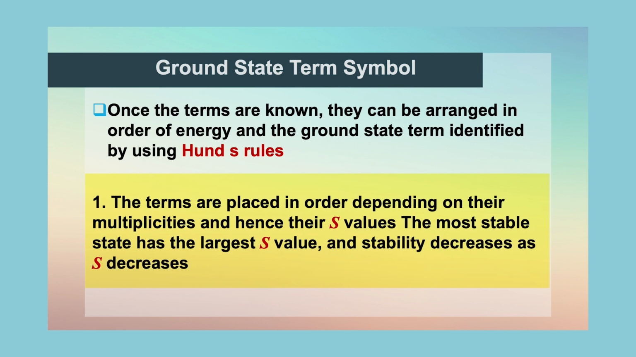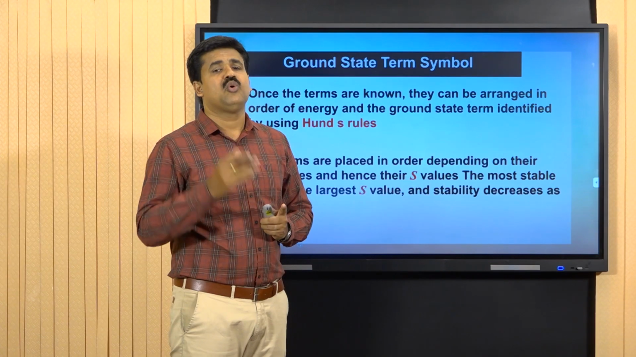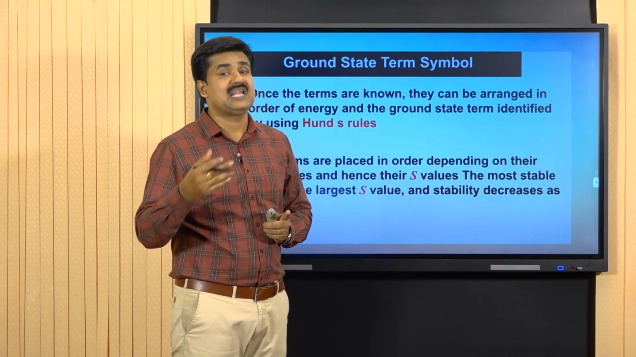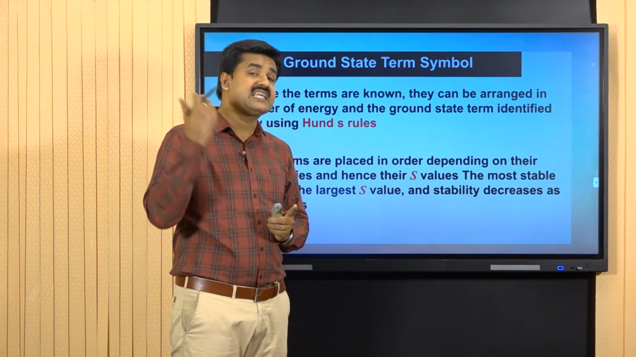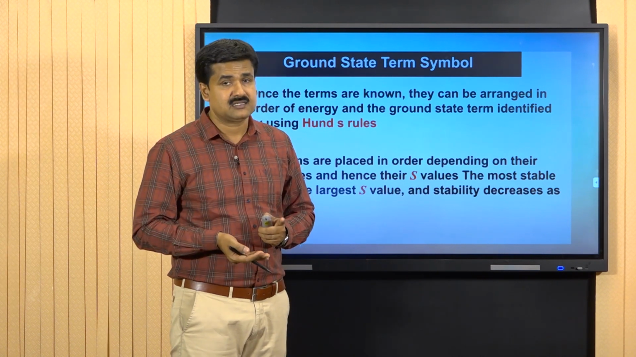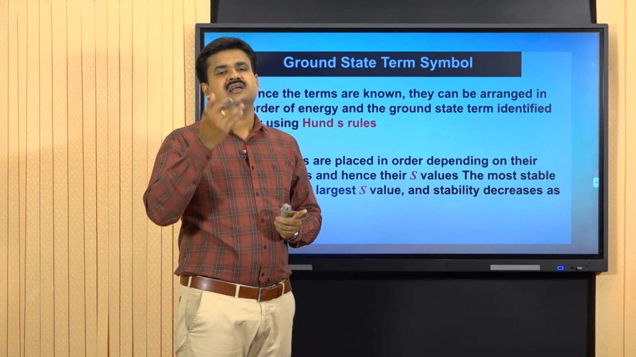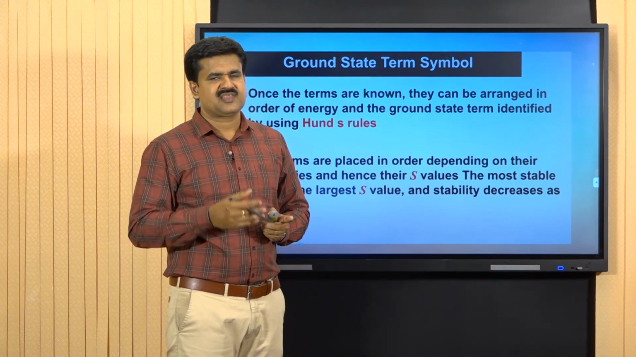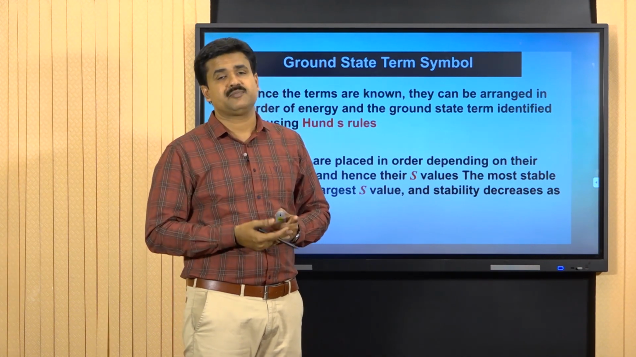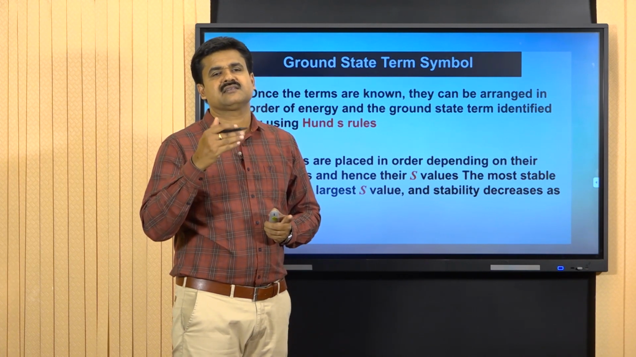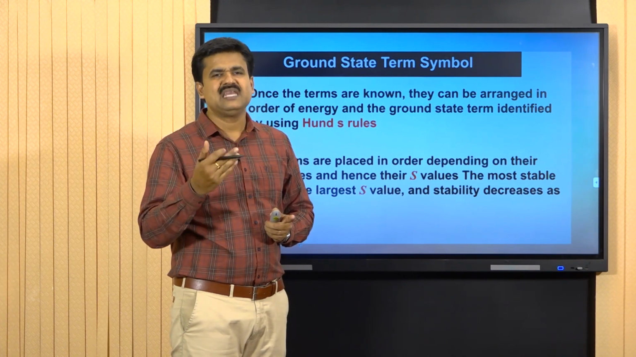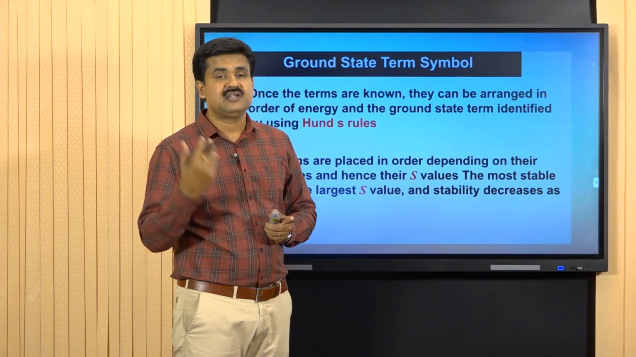the order depending on their multiplicity and hence their S value. The most stable state has the highest multiplicity, or the S value should be high. We know multiplicity is equal to 2S plus 1. In order to increase 2S plus 1, we have to increase S. So, for different terms, the term with the highest multiplicity has minimum energy and is the more stable term.